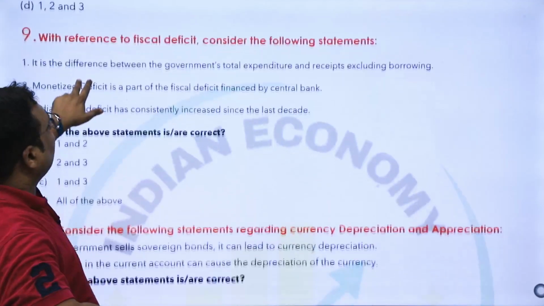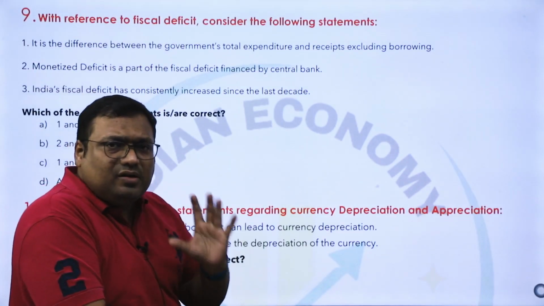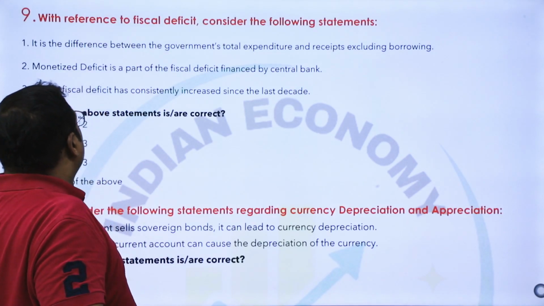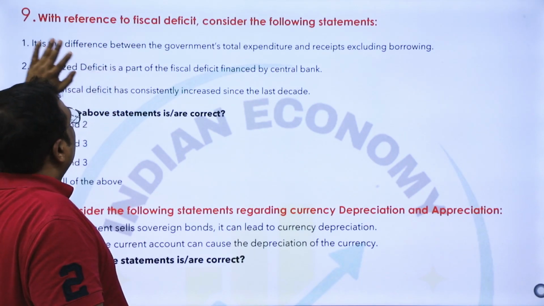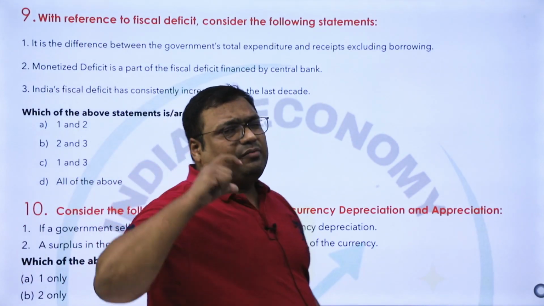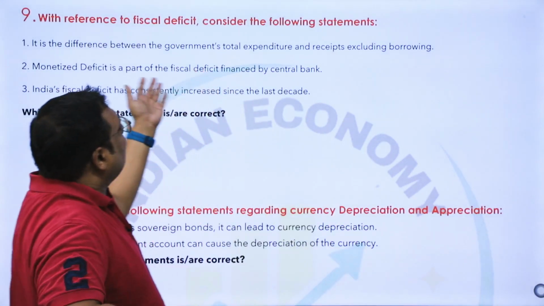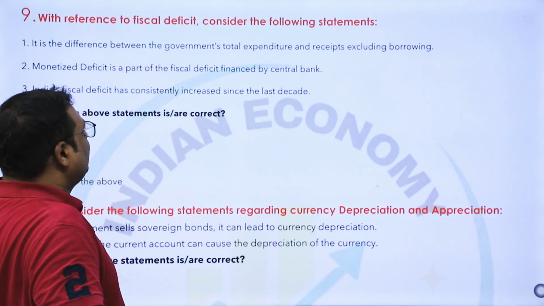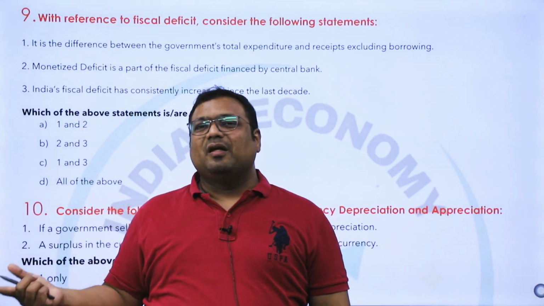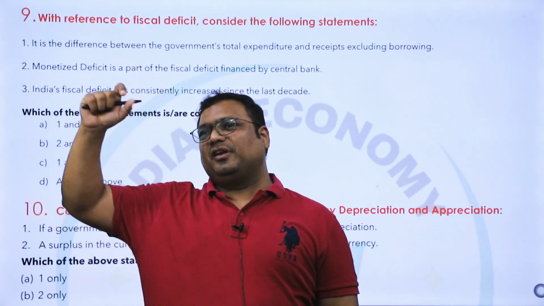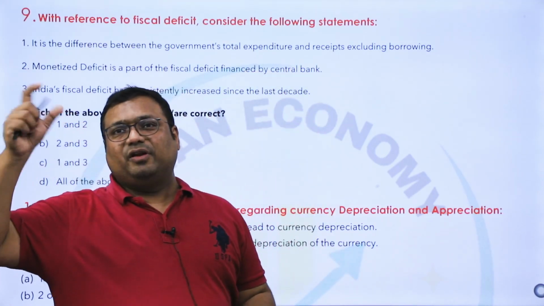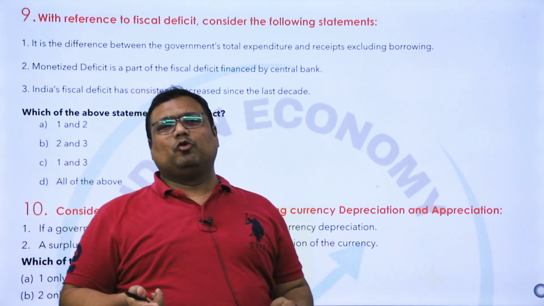Question number 9. With reference to the fiscal deficit, consider the following statements. It is the difference between the government's total expenditure and receipts excluding the borrowing. We are talking about fiscal deficit. Fiscal deficit is basically the difference between expenditure and receipts, but for that we keep the borrowing out. That is why fiscal deficit is actually equal to borrowing. The first statement is correct. See, total expenditure is always equal to total revenue. Now out of the receipts we remove the borrowing, then the difference between the total expenditure and revenue, in this case if we remove the borrowing from that, will exactly be equal to borrowing.